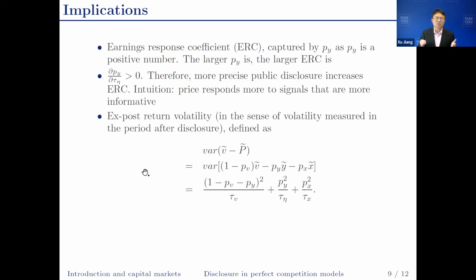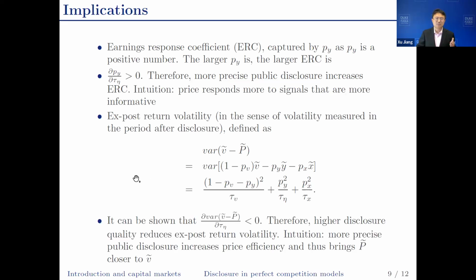Now let's look at ex-post return volatility, which is the volatility measured in a period after the earnings announcement or after disclosure. We can see that this volatility is decreasing in disclosure quality. The intuition is that more precise disclosure moves price closer to V and thus decreases volatility. In the extreme case, when public disclosure perfectly reveals V, price equals V and the variance becomes zero.